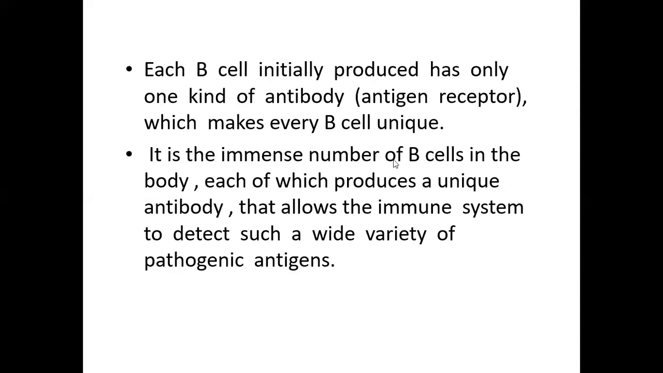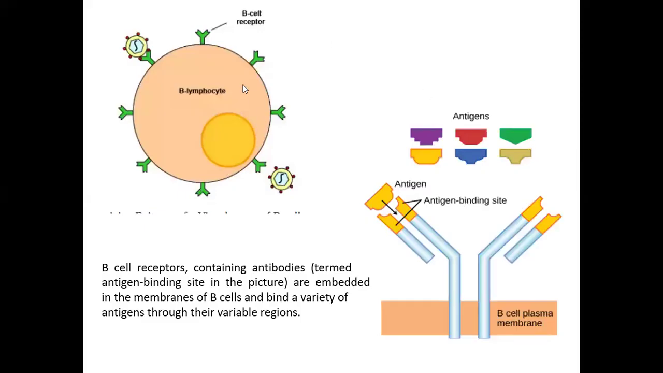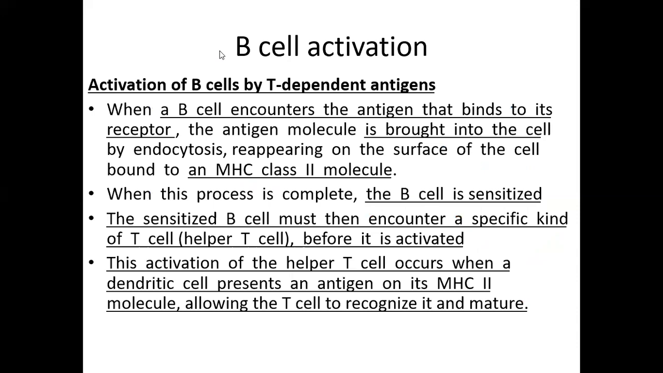Each B cell initially produced has only one kind of antibody antigen receptor, which makes every B cell unique. It is the immense number of B cells in the body, each of which produces a unique antibody, that allows the immune system to detect such a wide variety of pathogenic antigens. So here we can see a B lymphocyte and its BCR receptor. Actually, the BCR receptor is an immunoglobulin which has an antigen binding site to catch a new antigen, to recognize the antigen.